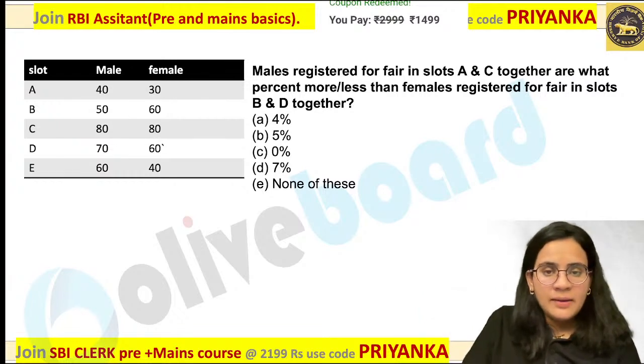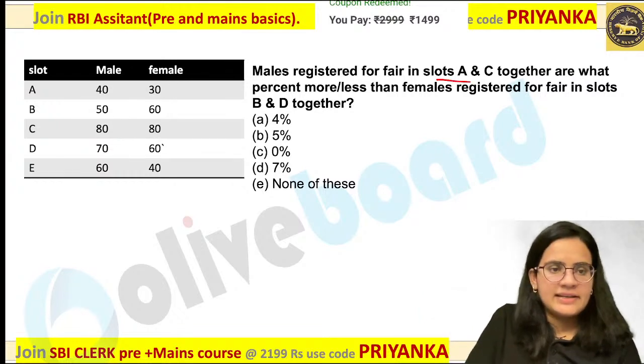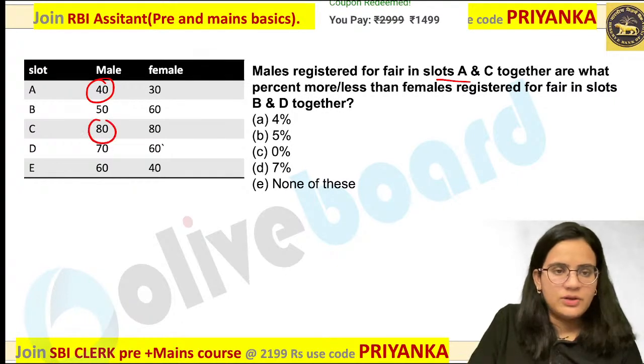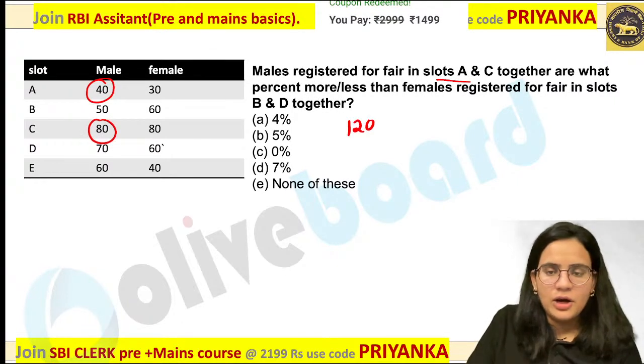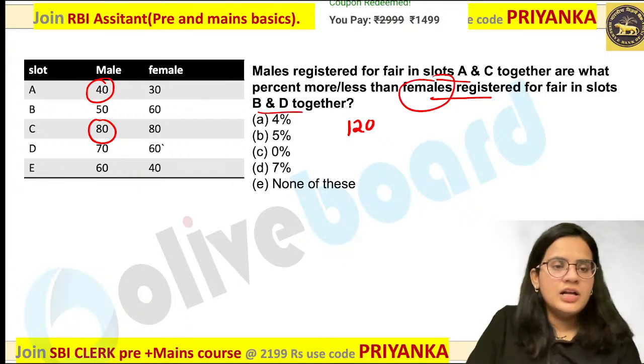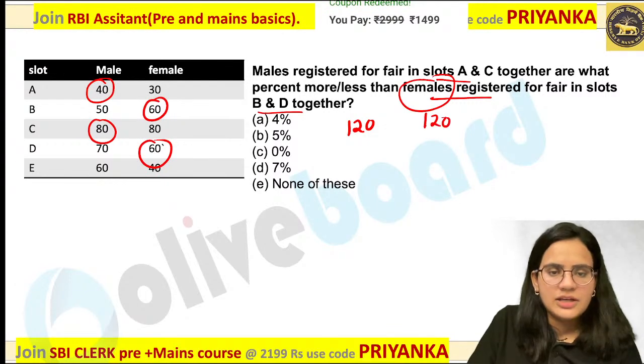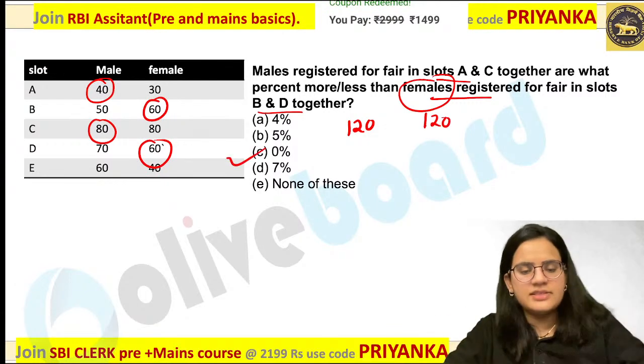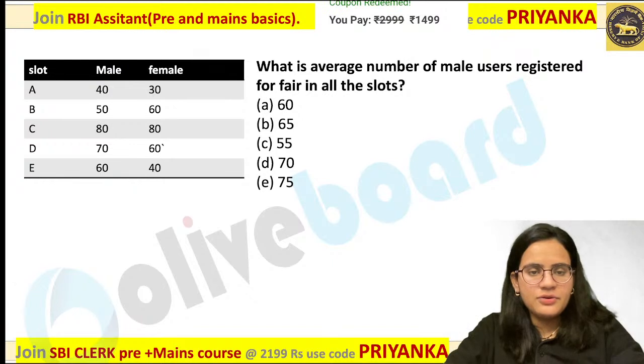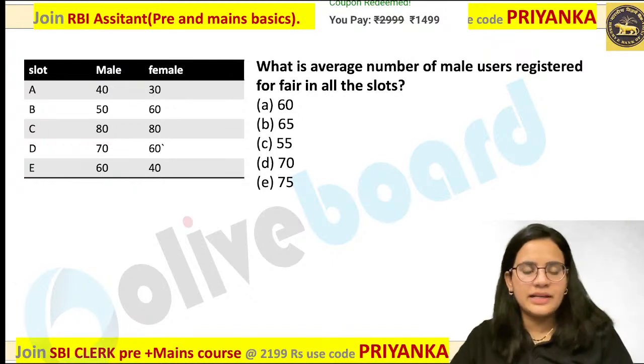How will you do this? Males registered in slot A and C. So if I am checking the male value, that is nothing but 120. Are they what percent more or less than females registered in B and D over here? So if you are checking female in B and D, that is again 120. So 0% is the perfect answer. What a performance. Very good. Let us move on to the next question quickly.